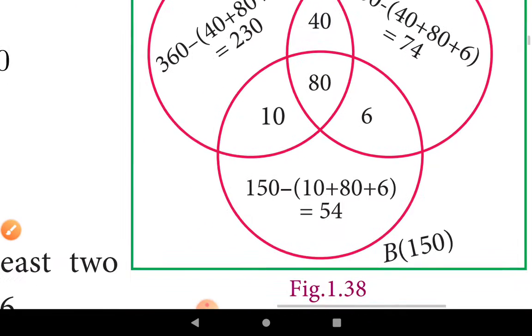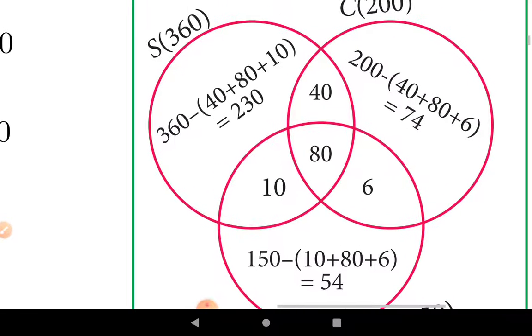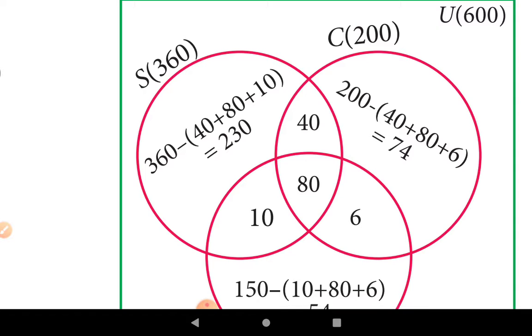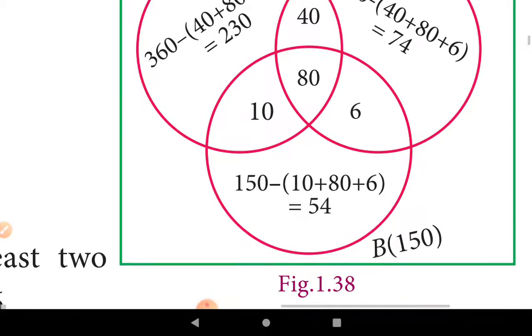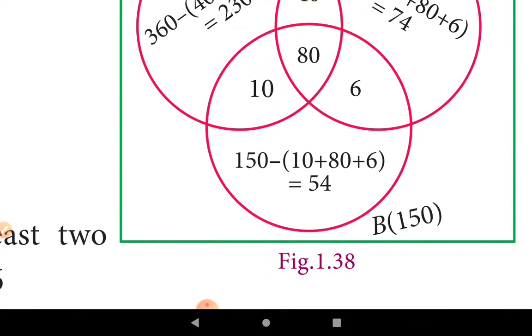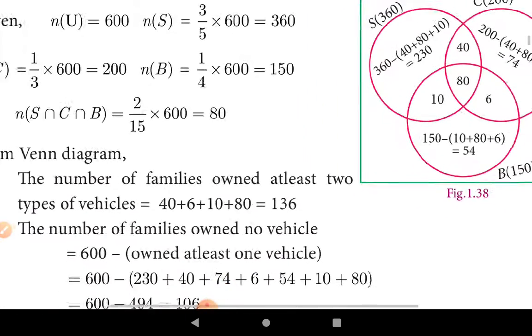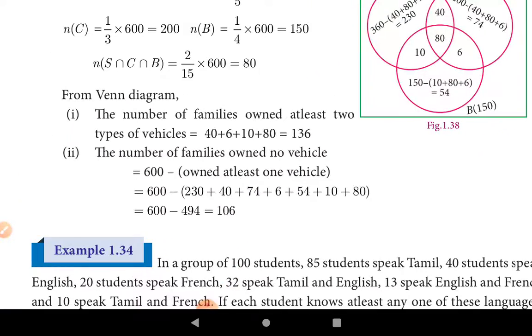Now after that, we find out that the persons who are using only scooter is 230, and the families who are using only car is 74, and the people using only bicycle is 54. Okay. So what is the question asked? Just look at the question. From the Venn diagram, the number of families who own at least two types of vehicles.